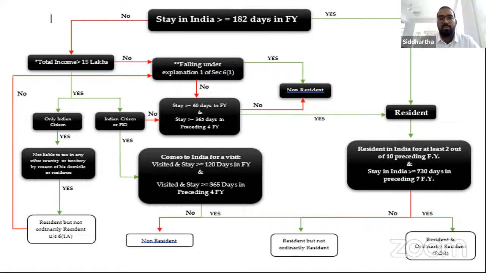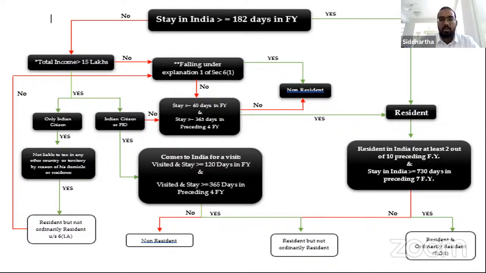If your stay in India is more than or equal to 182 days in a financial year, then you are a resident in India. Once you are a resident in India, we have to determine whether you are an ordinary resident or not an ordinary resident. For which there are two criteria. If both of these criteria are satisfied, you will become an ordinary resident. If one of the criteria isn't satisfied, you will become a non-ordinary resident.